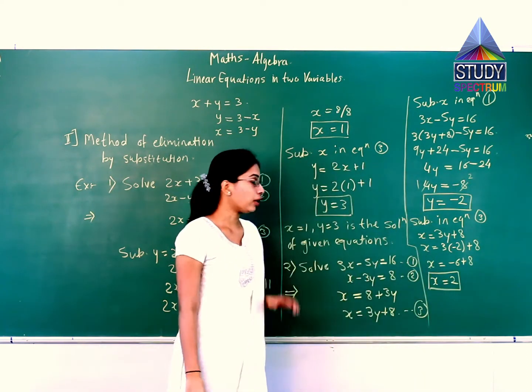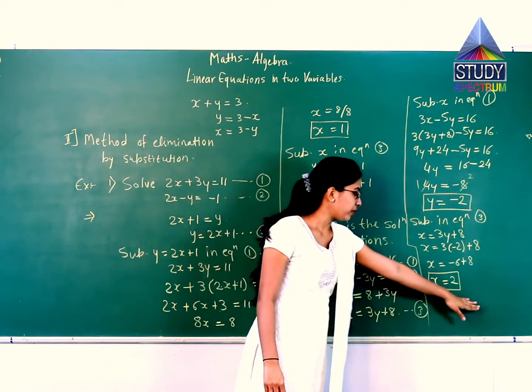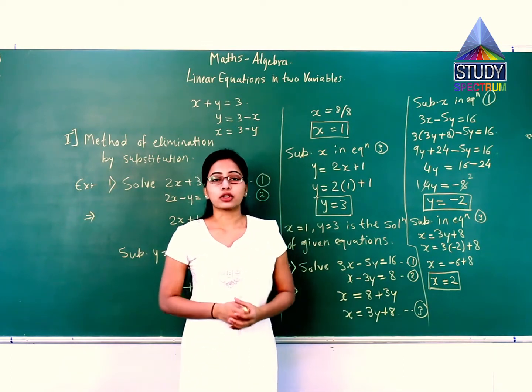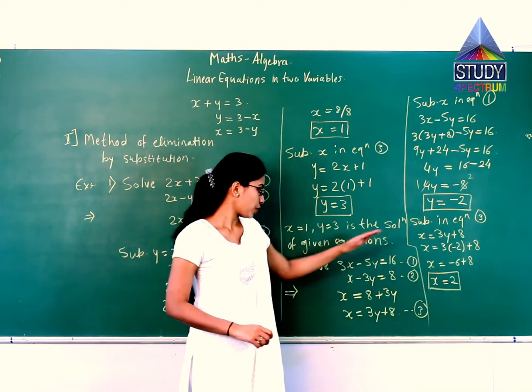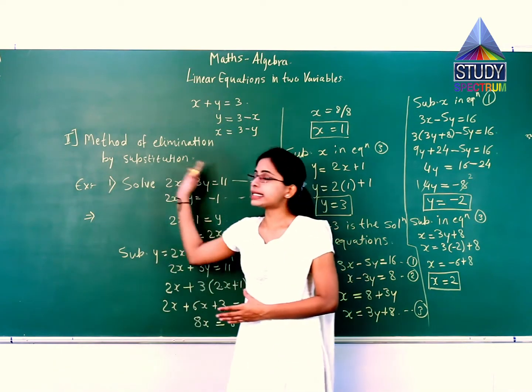So now you can see we got both the values, x as well as y. So lastly you will mention x is equal to 2, y is equal to minus 2 is the solution of the given two equations. So I hope you understand. We will solve more examples based on this method only.